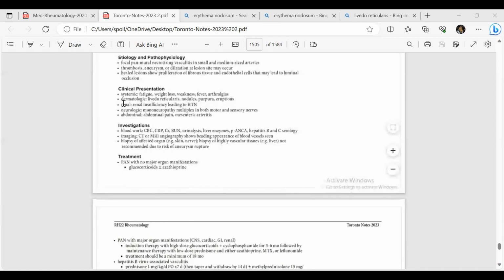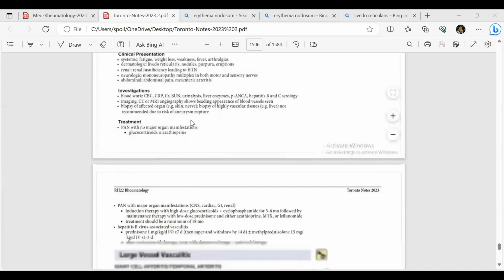The presentation is systemic: fatigue, weight loss, weakness, fever, arthralgia, livedo reticularis, nodules, purpuric eruptions, renal insufficiency which leads to hypertension, mononeuropathy multiplex involving both motor and sensory nerves, abdominal pain, and mesenteric arteritis.